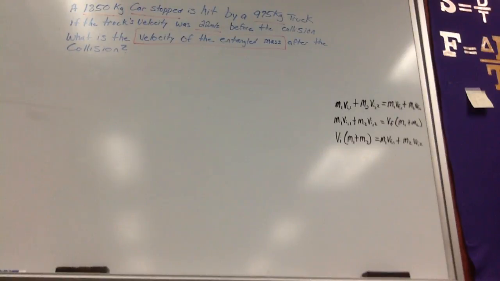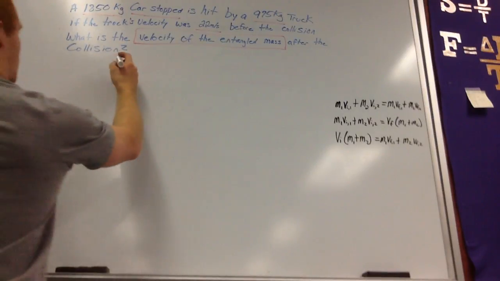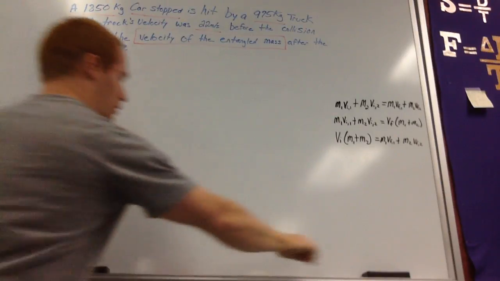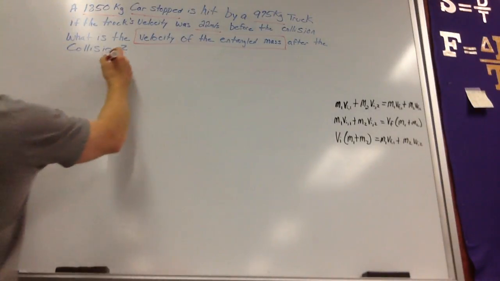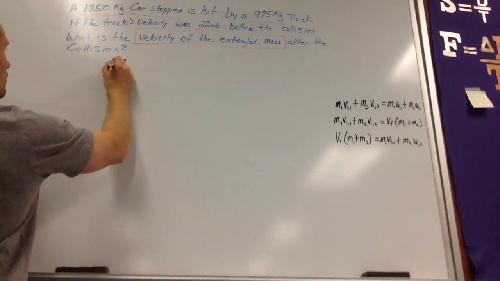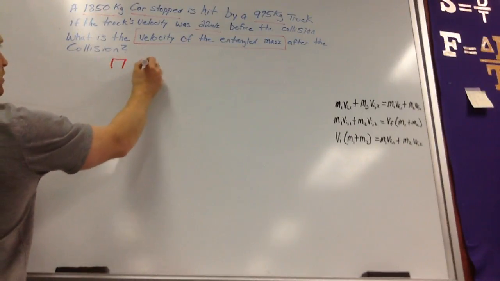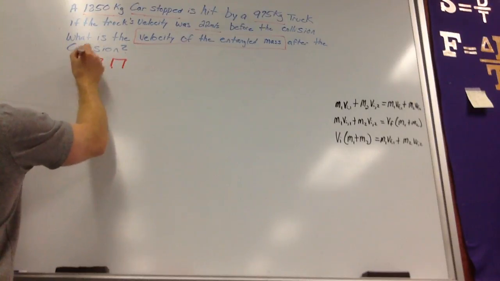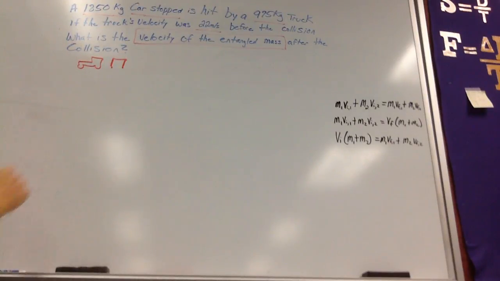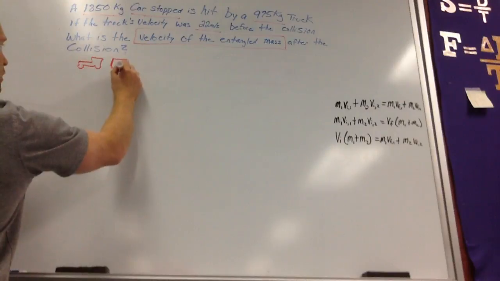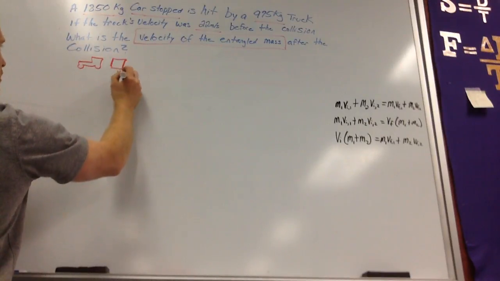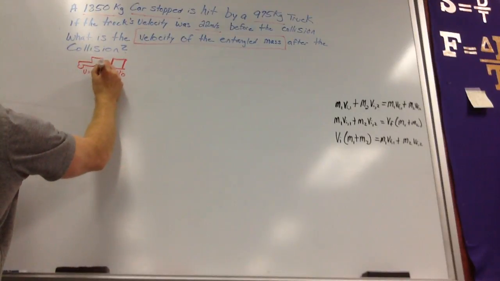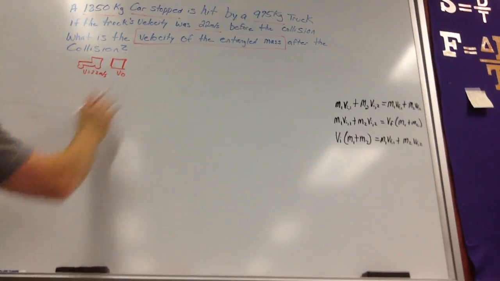First thing I'm going to do is draw a picture. We have a car, and it is just sitting there. And then a truck is going to come up and just drill it. So here's a poor little car with velocity of 0 to begin with, and then the truck's velocity is 22 meters per second. And he's just going to drill it.